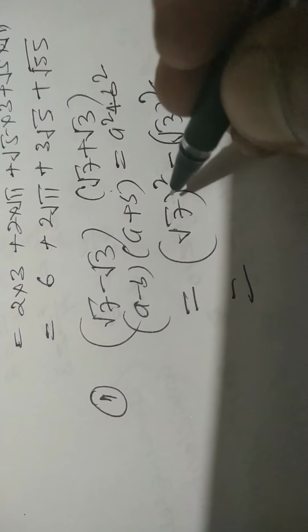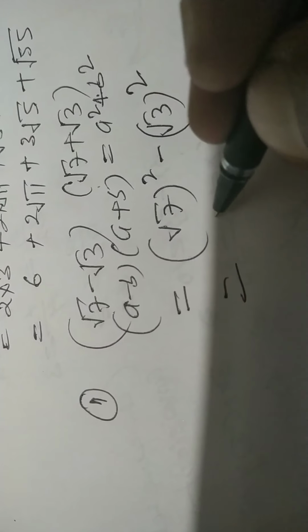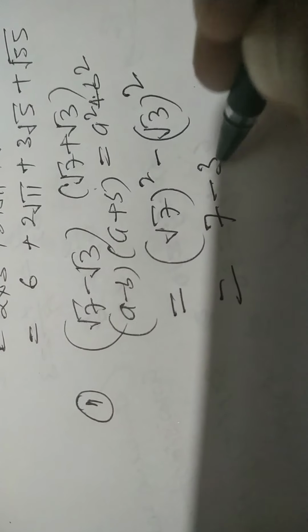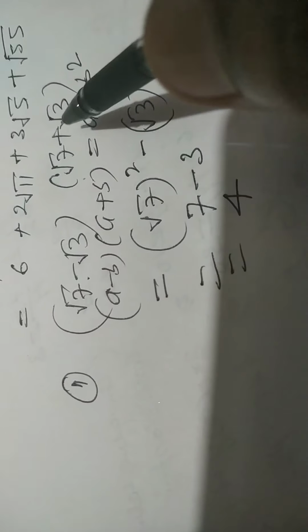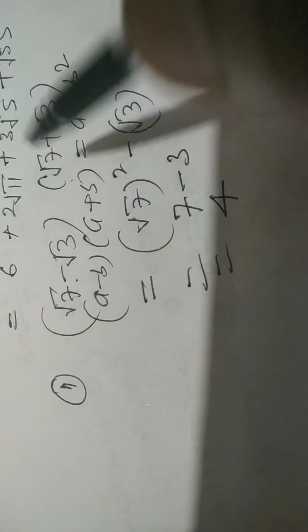Now √7 squared is 7 and √3 squared is 3, so 7 − 3 is equivalent to 4. Here an irrational number multiplied by an irrational number can give a rational number. That is part B.